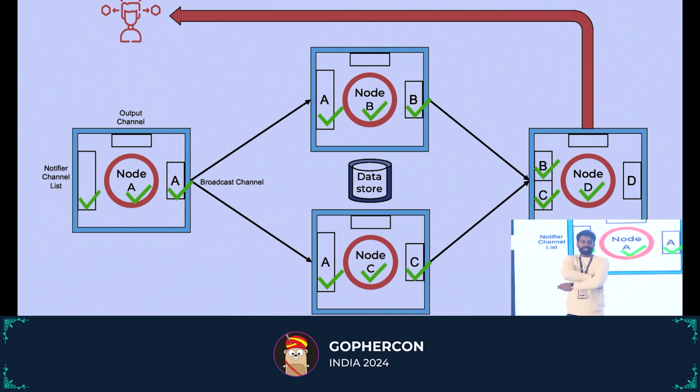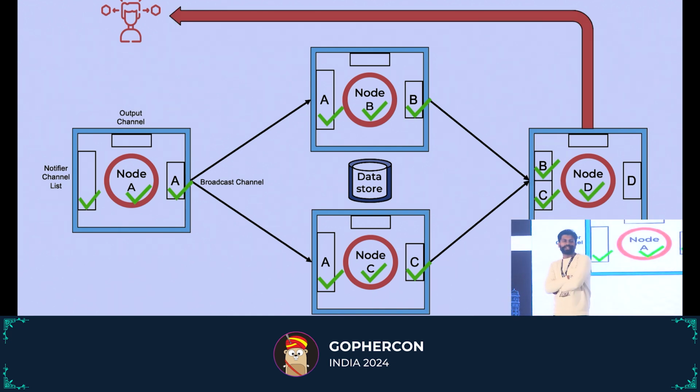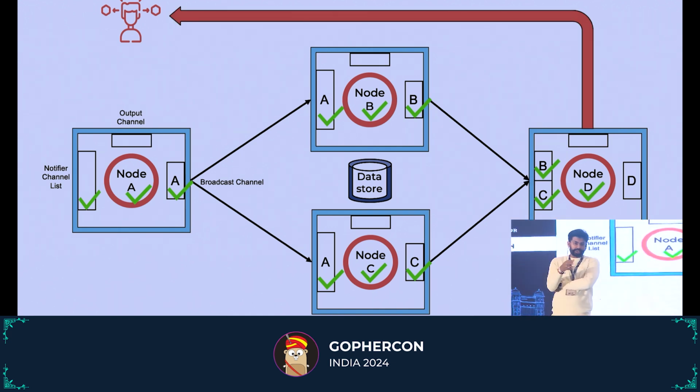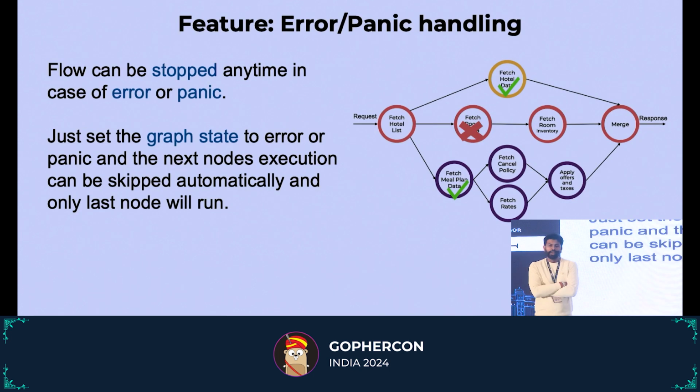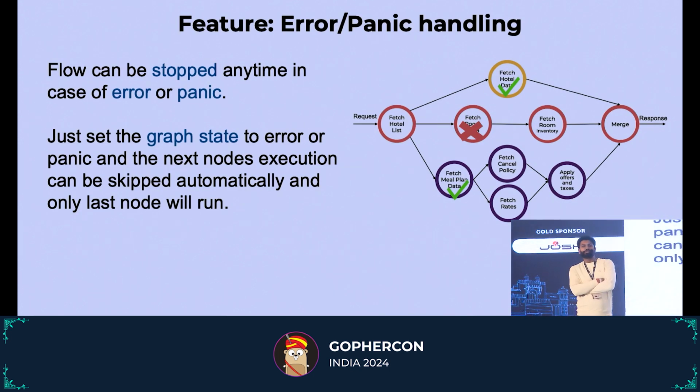Node D finally sends the signal that the work has been completed. There are no next nodes, and finally it's done. So this is how the workflow execution took place as a whole.